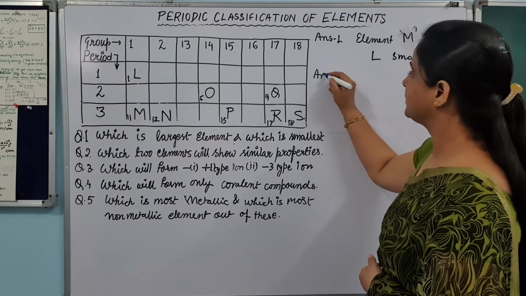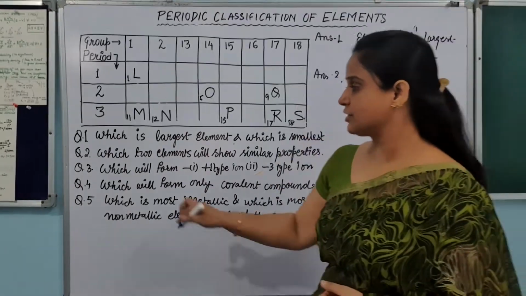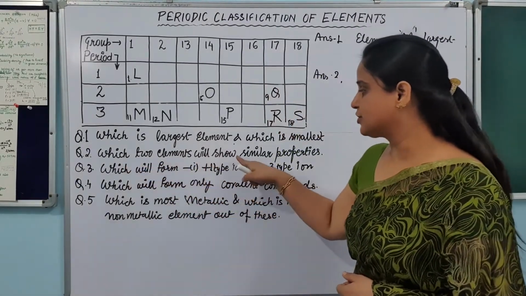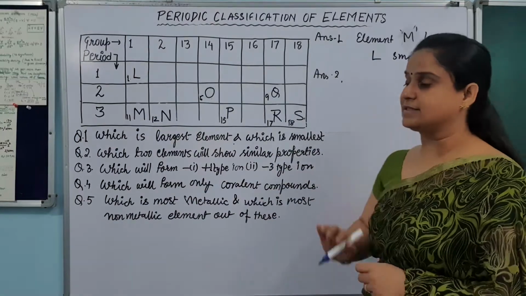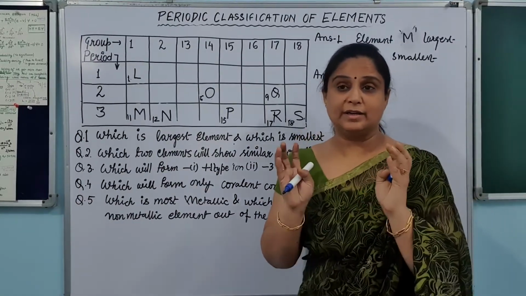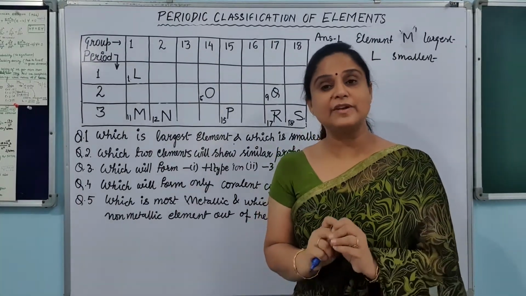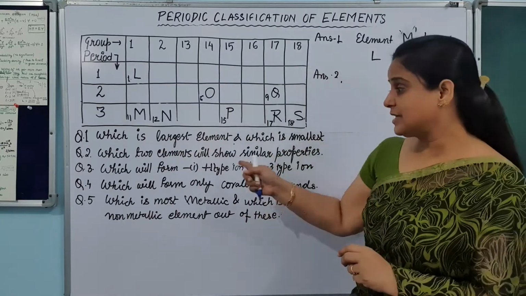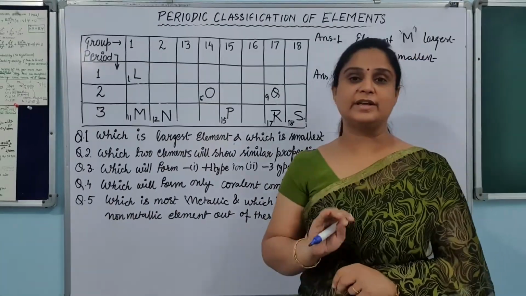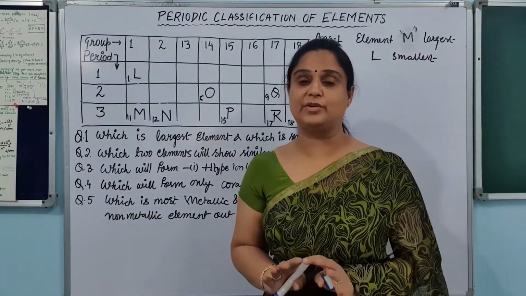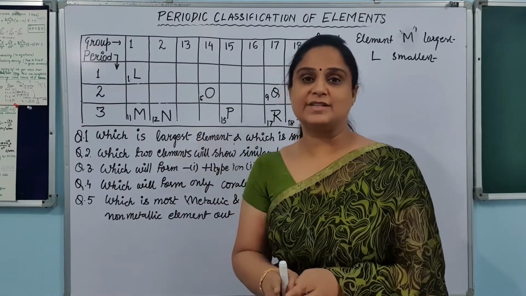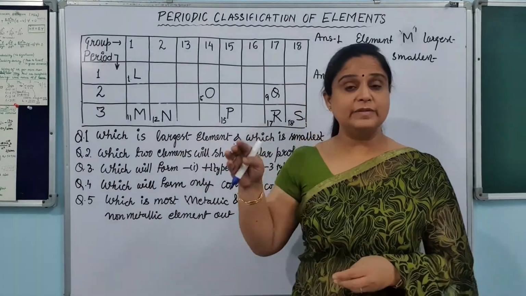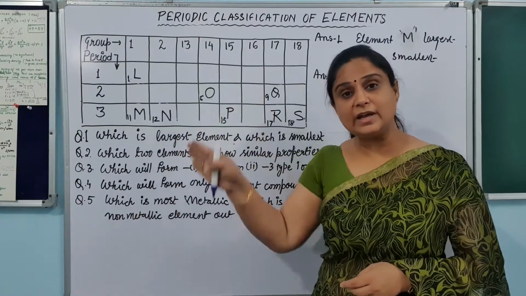Now, answer number 2. Let's see the question. Which 2 elements will show similar properties? So, don't be afraid of these kinds of questions. They are very simple. Similar properties means they have the same kind of electronic configuration, because configuration decides the chemical property. So, we will look for the elements जो कि एक group में रखे गए हैं.